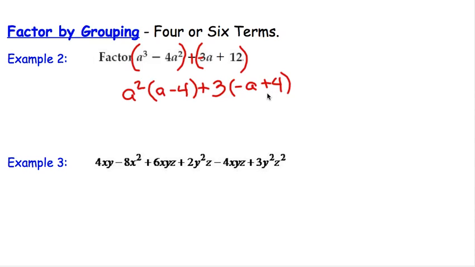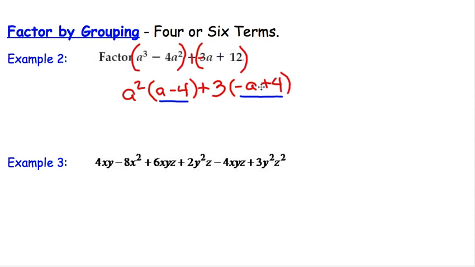From here, if you've done this correctly, what you have in the parentheses will match up. Now, if I look here, I have a minus 4. And the second set, I have negative a plus 4. Those are close, but they're not exactly the same. If this a turned positive and this 4 turned negative, it would work.